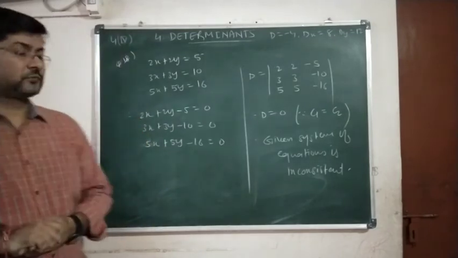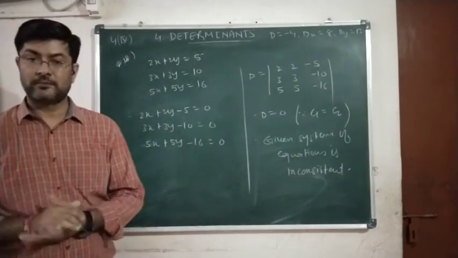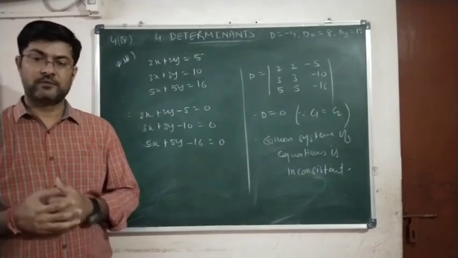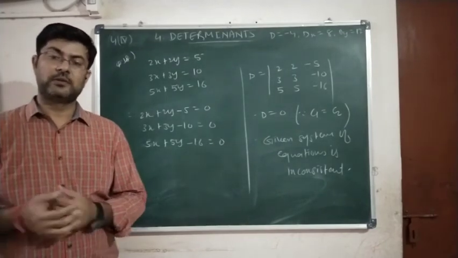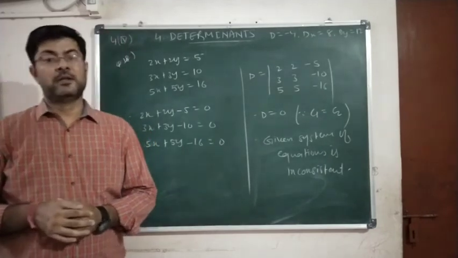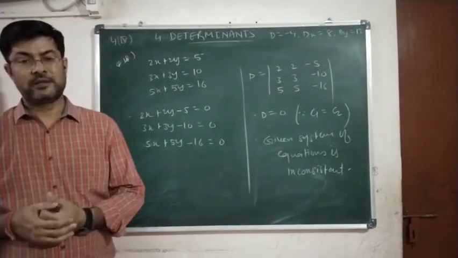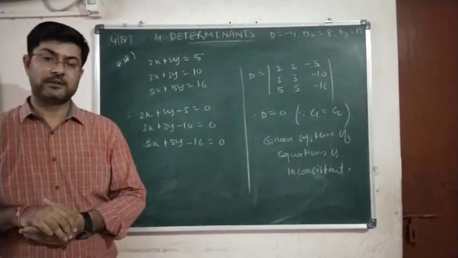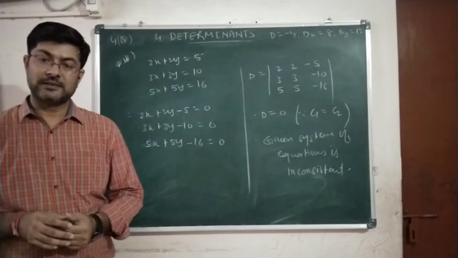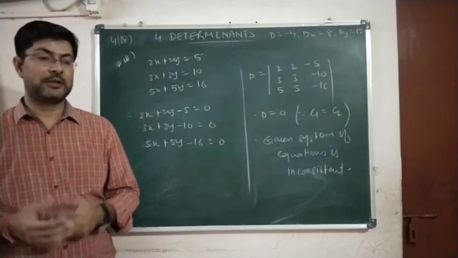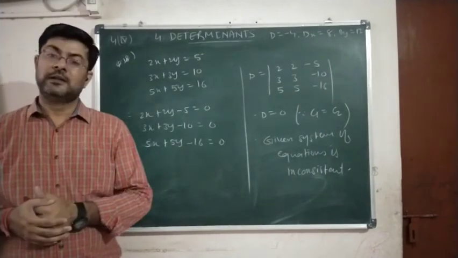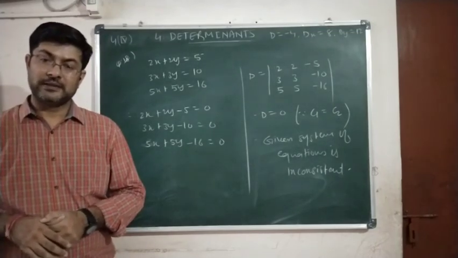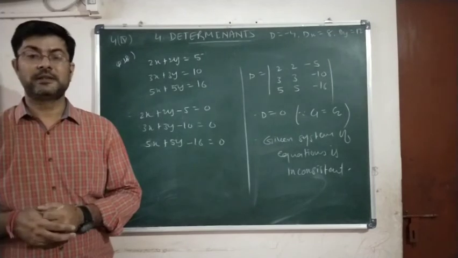Clear? So this was the last question of this exercise. The chapter is over. I hope you have understood all the concepts and topics of this chapter very well, whether it is the expansion of determinants, 2 by 2 or 3 by 3, finding the values of determinants using the properties of determinants, applications in coordinate geometry, or applications in finding the solutions of a system of simultaneous linear equations.